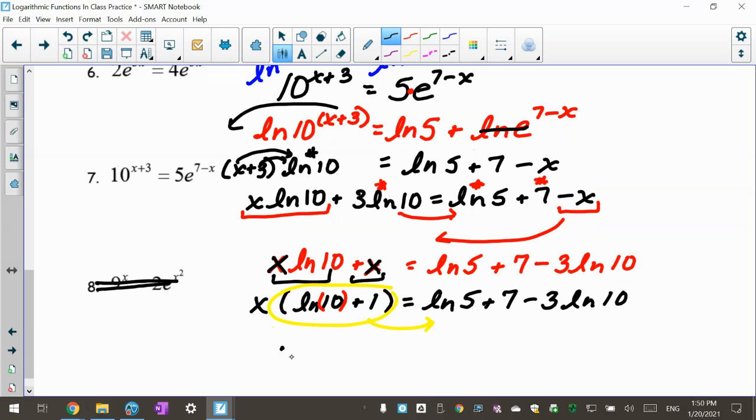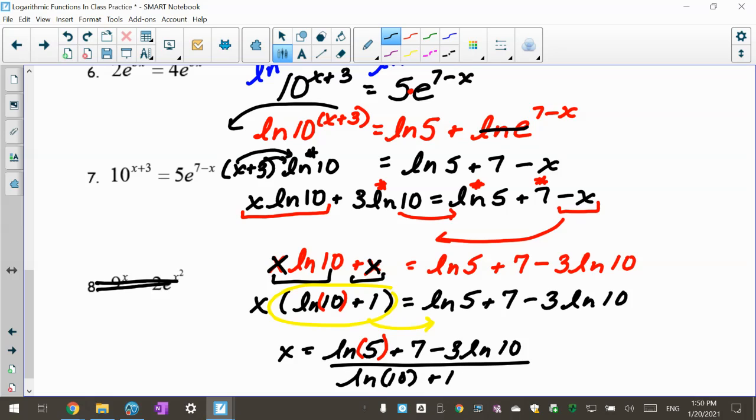Now I have x equals, ready for it? Natural log of 5 plus 7. And again, this is a natural log of 5 plus 7, okay? Minus 3 natural log of 10 is all divided by the natural log of 10 plus 1. So you put it in your calculator just like that, okay? And when you do, you get 0.5153.